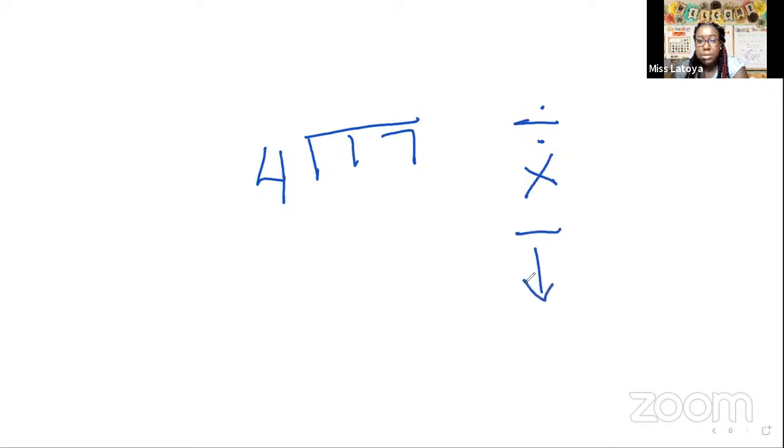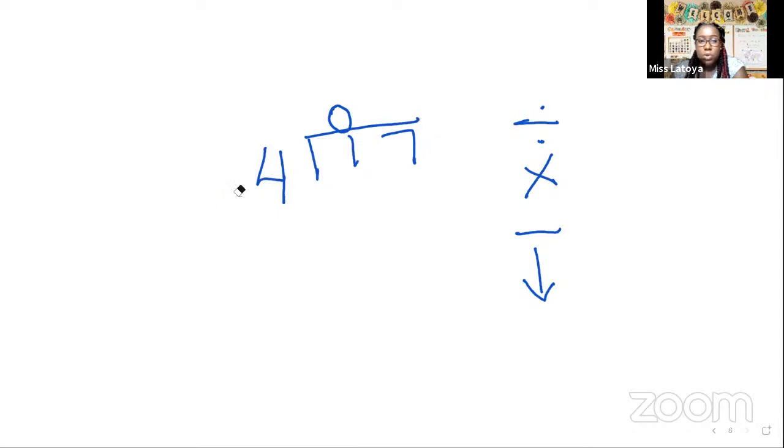Let's do another one. Let's do 4 into 17. Okay, let's begin. Again, long division, we're dividing. After we divide, we're going to multiply, we're going to subtract, we're going to bring down. Okay, 4 into 1 is 0. Now I am going to say 4 into 17. How much times could 4 go into 17? This question is asking me how many groups of 4s can I get from 17?